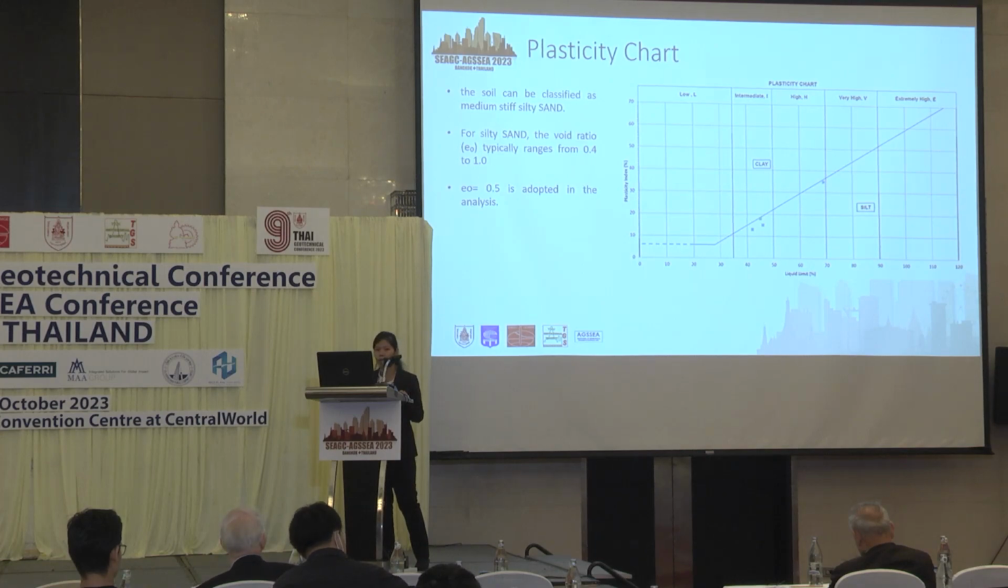Based on the data collected from the borehole and also from the lab test, the soil can be classified as medium stiff silty sand. Normally for silty sand, the void ratio typically ranges from 0.4 to 1. For this paper, we are adopting 0.5 in the analysis.